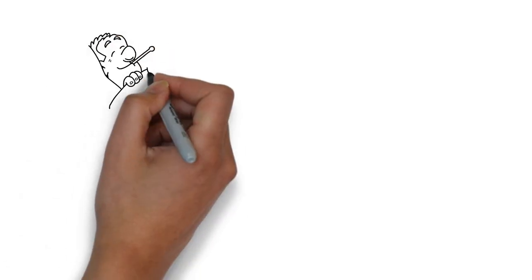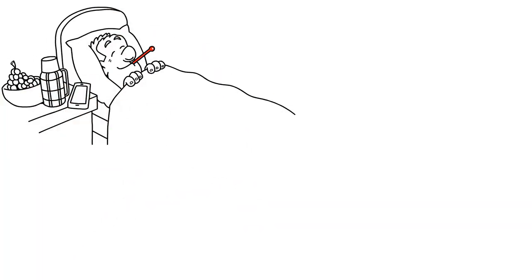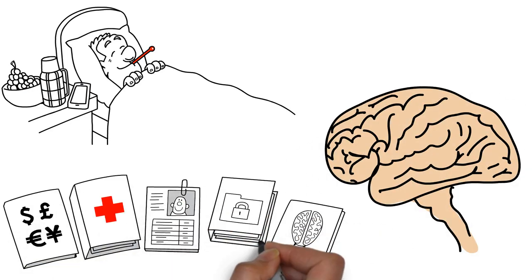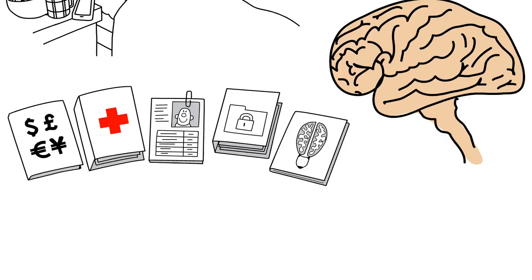Health data are all kinds of data about the physical or mental health of a natural person. This can also include photos. For example, photos may reveal a physical condition.